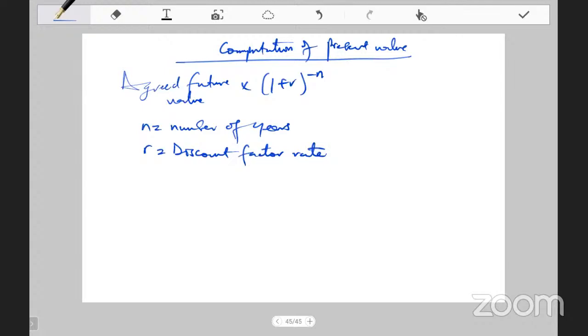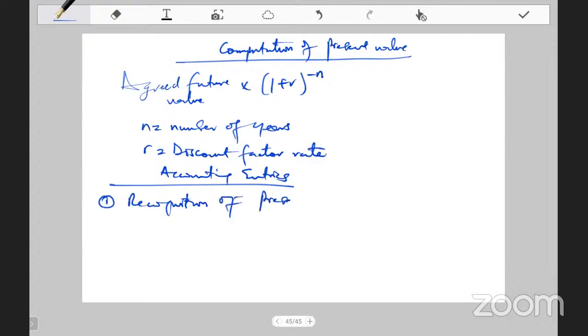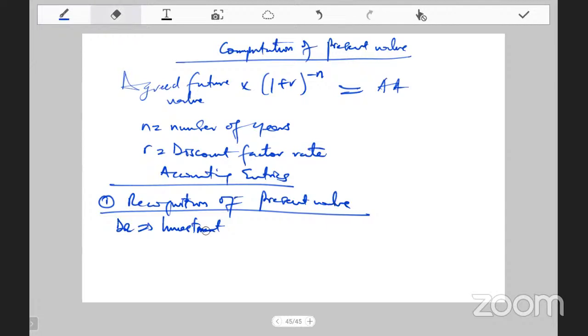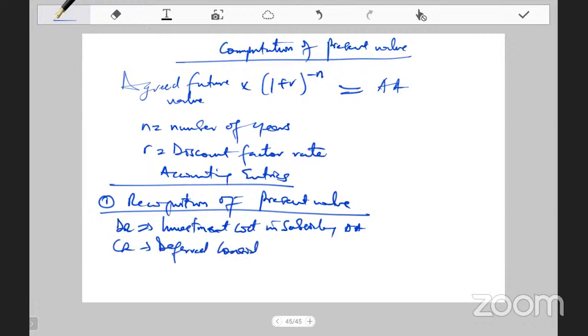Now that's always the first step we have to do. So what are the accounting entries that we need to do? We say one, we haven't determined that amount, we do the recognition of present value. And how do we recognize the present value? Let's say whatever amount you have gotten is AAA. So the rule will be debit the investment cost in subsidiary, that is the AAA. Then you now credit what we call deferred consideration. And please, this deferred consideration is going to your non-current liabilities. Non-current what? Liabilities.